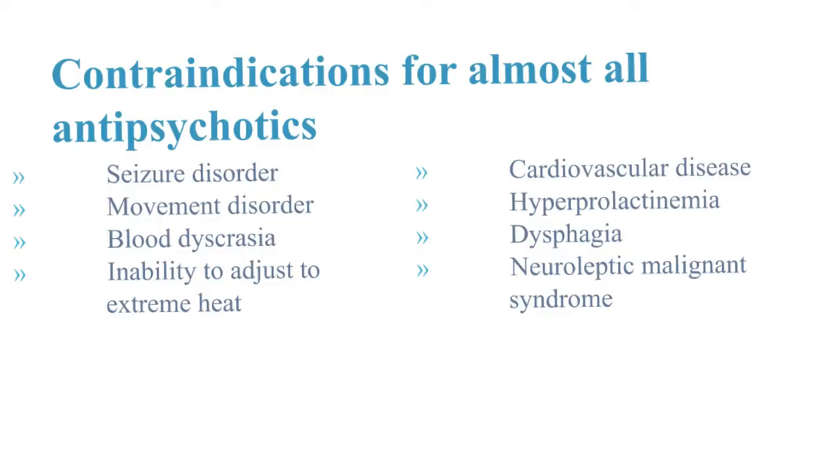Their action on so many different receptors also makes them more likely to cause various side effects and have lots of drug interactions. For most of the antipsychotics, these are the contraindications for using them. They're not absolute contraindications, but it just means that if a patient has one of these disorders, then it could interfere with the antipsychotic medication, or it could cause a lot more poor outcomes.